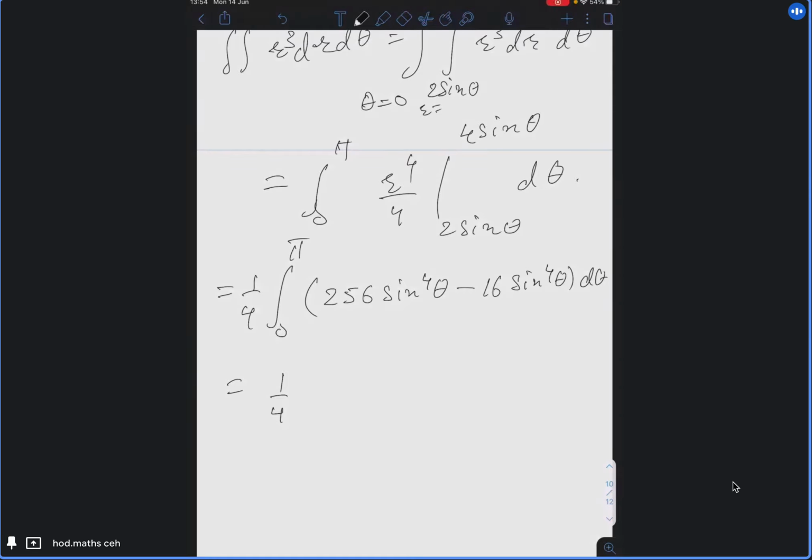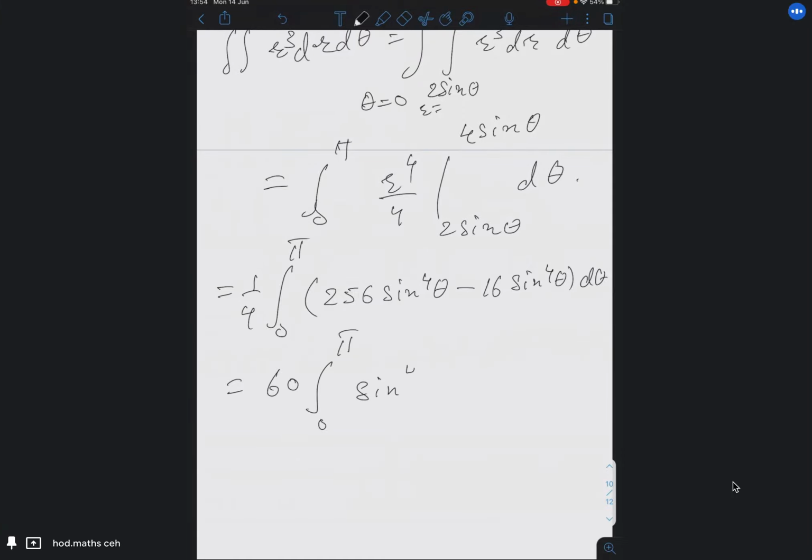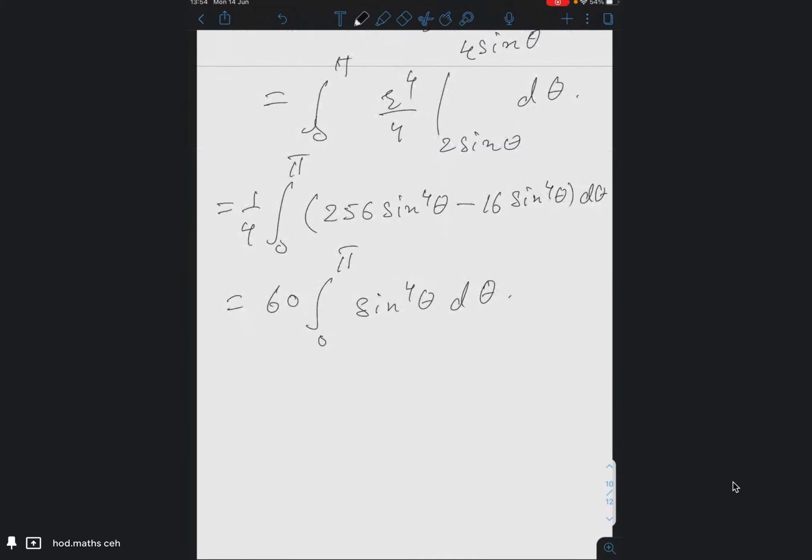240 divided by 4 will be 60. Okay, 60, I'll write, integral 0 to pi. 45 pi by 2. Okay, you're giving me the answer. That's good. So you solve it.